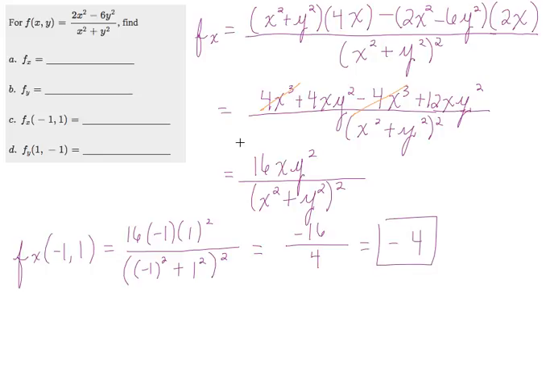And the partial with respect to y works basically the same way. You just treat x as a constant and you treat y as your variable, and you'll get something pretty similar for those two answers.